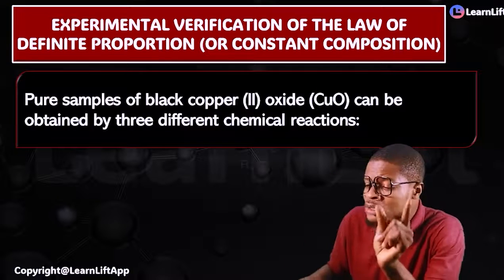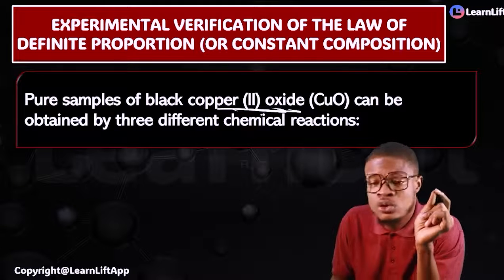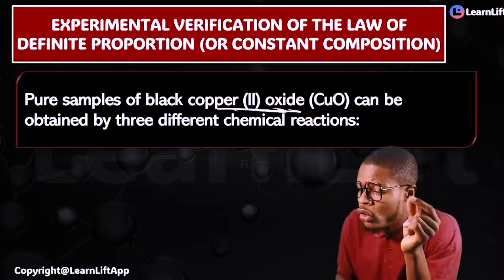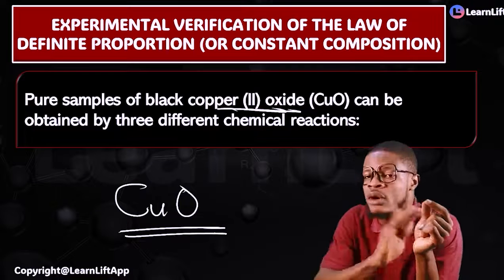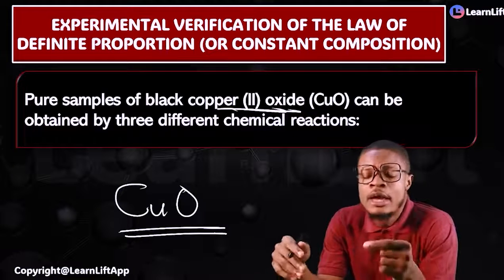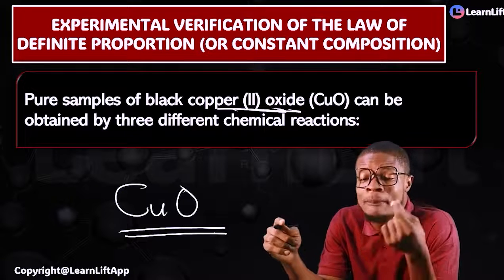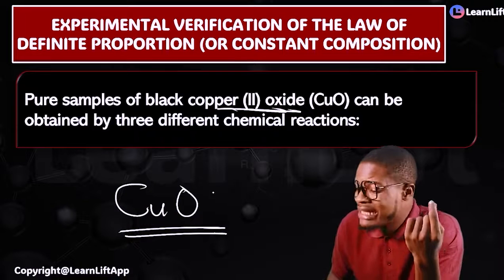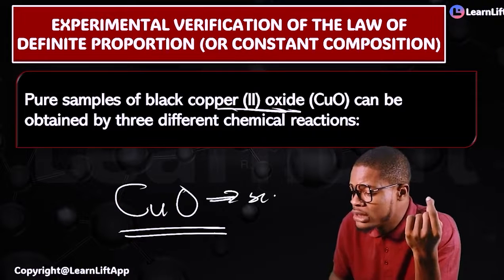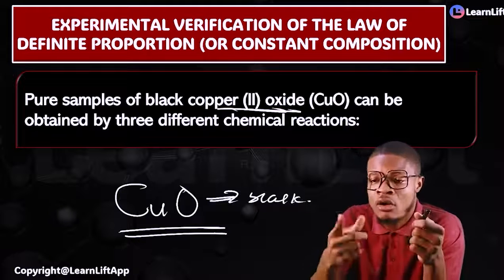Number one, pure samples of black copper(II) oxide. We're going to be using copper(II) oxide, which is CuO, for our test. First and foremost, I want you to know that the color of copper(II) oxide is black. So how do we obtain the pure samples of this black copper(II) oxide?